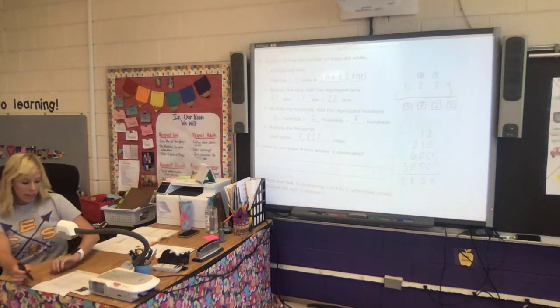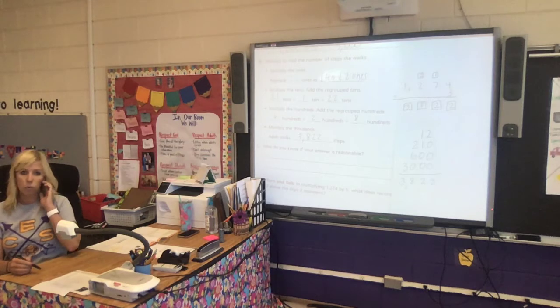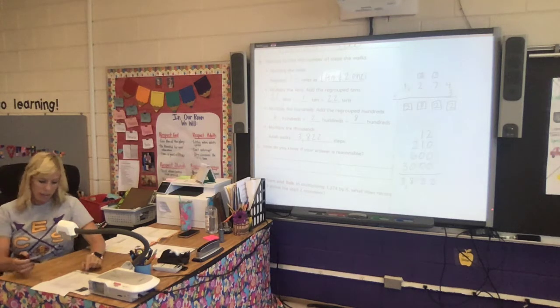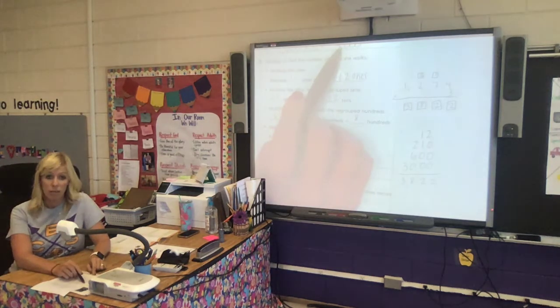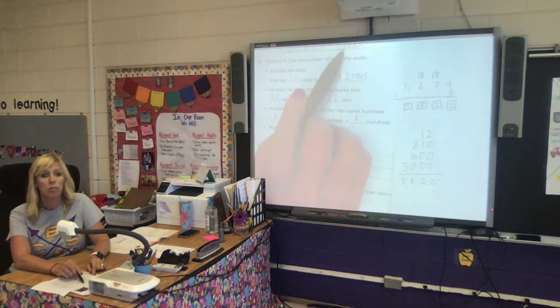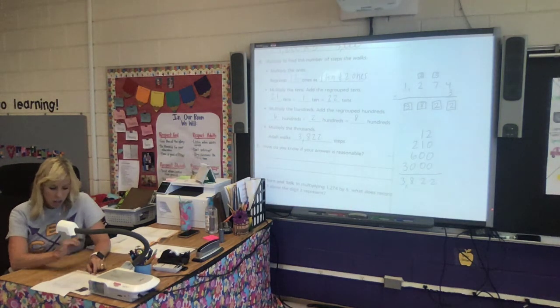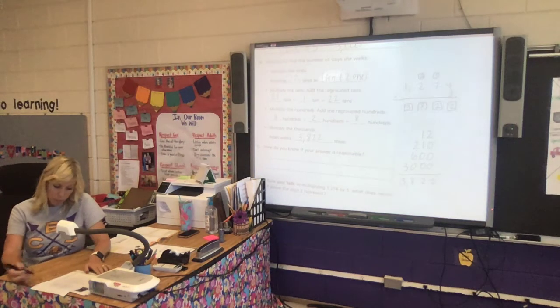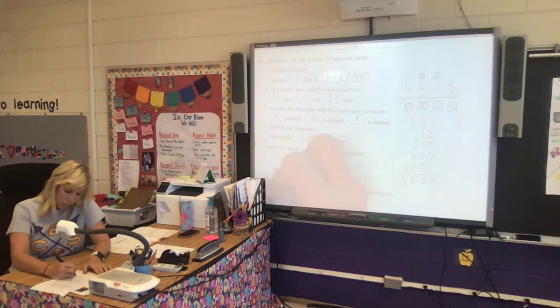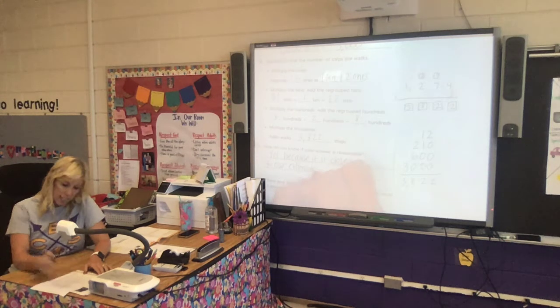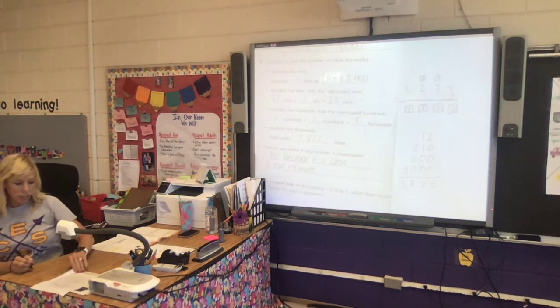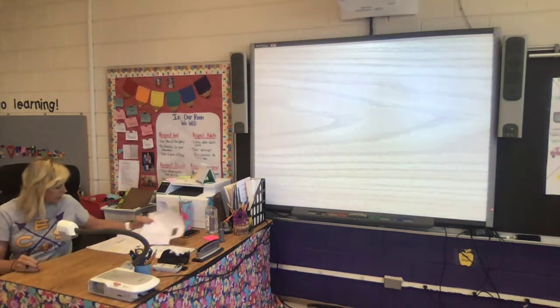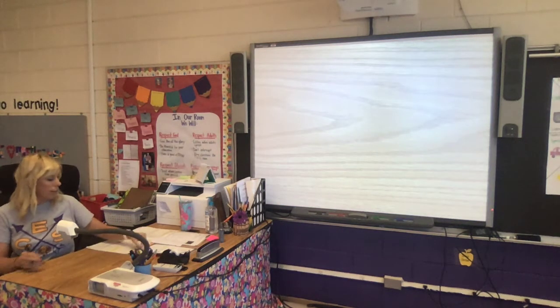So now it says, how do I know if my answer is reasonable? Think about the estimate we made. We estimated about 3,000, but we did say that we knew our estimate was smaller than the real answer. So, do you think our answer is reasonable? Yes, because it is close to our estimate. Does that make sense? Okay, so let's keep going. Let's turn to page 18. I have it right here.